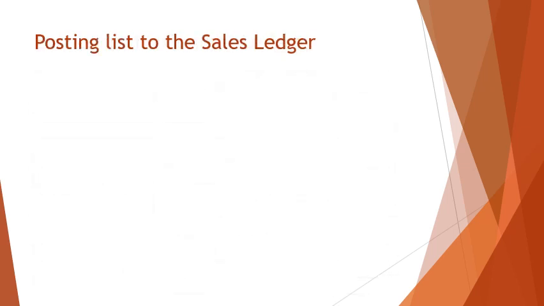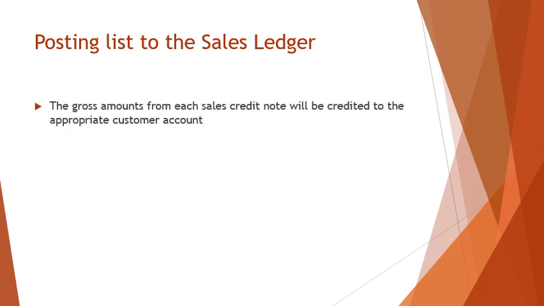Finally, let's look at how we would transfer the sales returns daybook information into the sales ledger. So what we're going to do is take the gross amount from each sales credit note, and that will be credited to the appropriate customer account. Please remember, the VAT and net figures will not be recorded in the sales ledger, just the gross amounts.